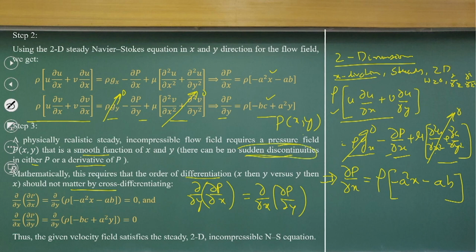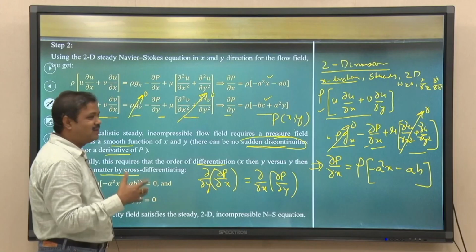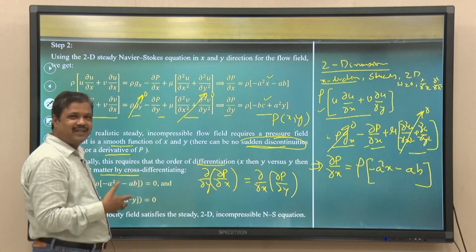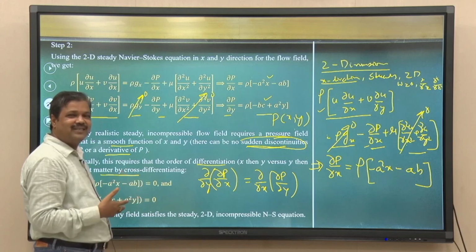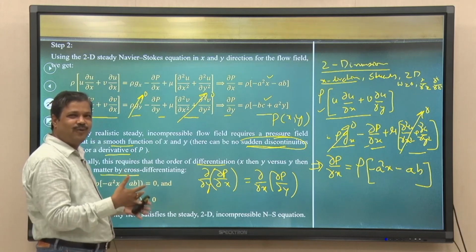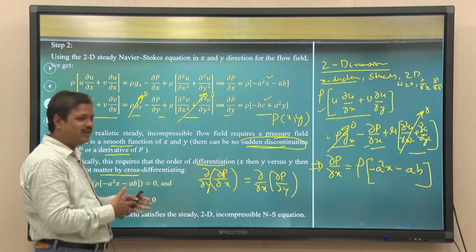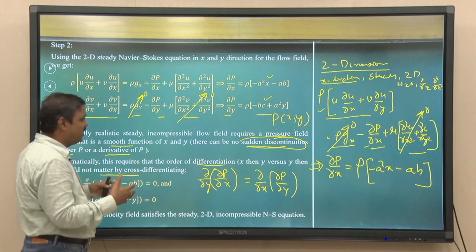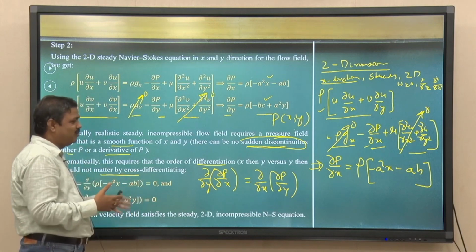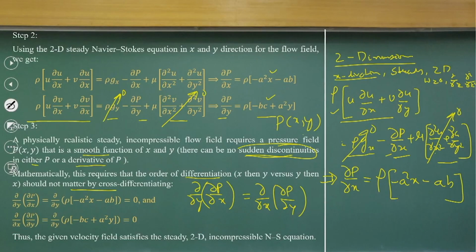This is partly the mathematics part, but when you go for the partial differential equation form of the Navier-Stokes equations, looking for exact solutions, you will always have to look at the mathematics part more as compared to the fluid mechanics. That is the difference. If you are looking at the function p x y, you have to check that there should not be sudden discontinuity. So you have to change the order of differentials and cross differentiate it.